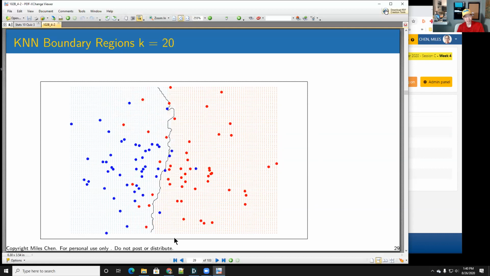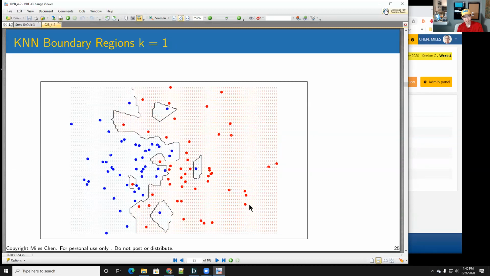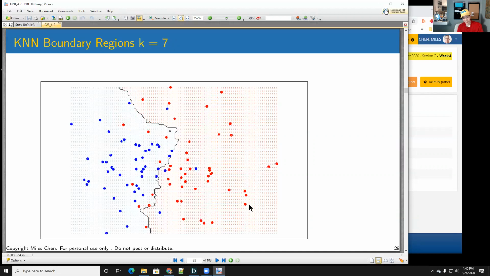And then when you get to k equal to 20, this is the boundary that gets formed, right? K equal to 1 looks like gerrymandering. Yeah, it does. It's like these weird boundaries that get drawn. And here we have k equal to 20. Something happened here with the coloring of these dots. I'm not quite sure. I probably wrote something wrong in the code. Okay, but this is what we have. So here are the borders.